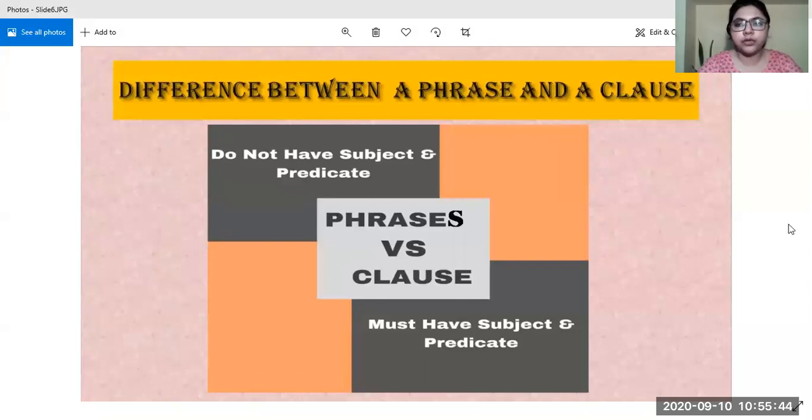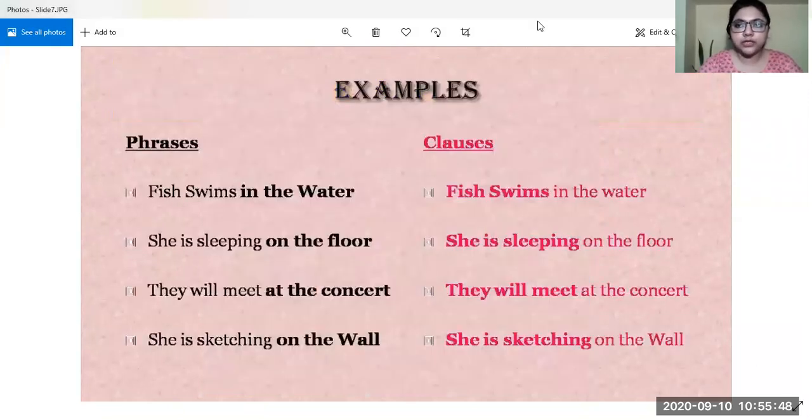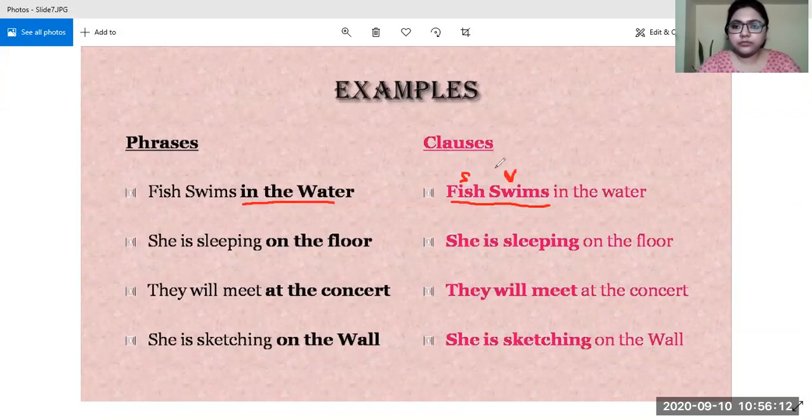And of course we'll do examples so that we can understand better. "Fish swims in the water." Here the words written in bold are phrases. "In the water" is the phrase here, while "fish swims" is a clause. Why is it a clause? Because we have a subject and a finite verb. "Swims" is agreeing with the subject: the subject is singular, so the verb is also singular. Next, "She is sleeping on the floor." "On the floor" is the phrase. "She is sleeping" is the clause. Why? Again, we have a subject and a finite verb.